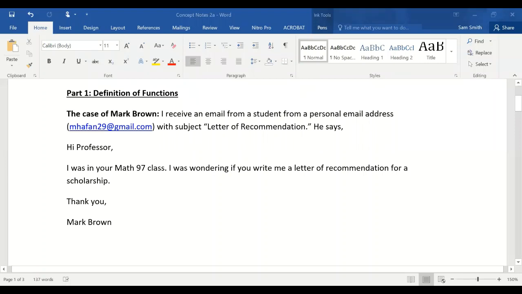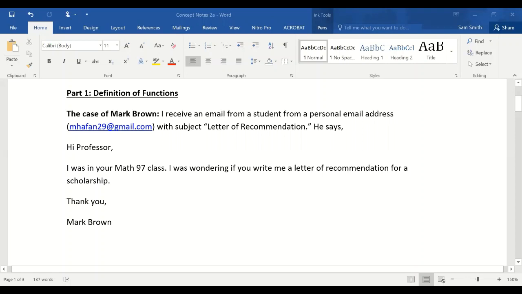So imagine the following scenario. I receive an email from a student, and they send the email, first of all, from a personal email address, from a Gmail account, rather than from their official student account with the school. Now, they've actually added a subject to their email, which is always a great idea. Emails without subjects could usually be sent to your professor's spam filter, so just be aware of that.